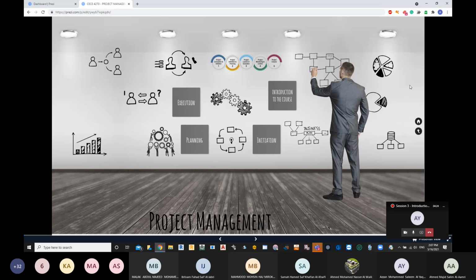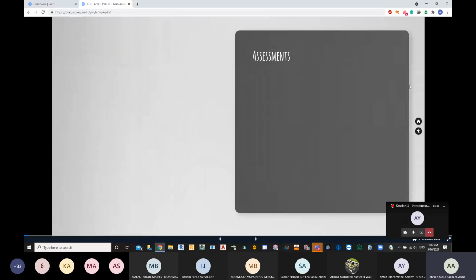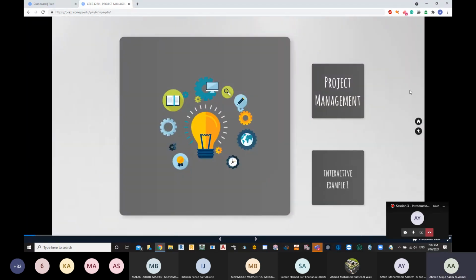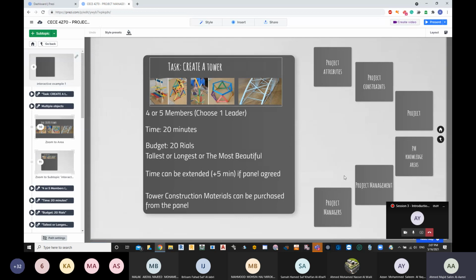Today we are going to continue whatever we have started in the last two classes. In the previous classes, we talked about an introduction to project management. We roughly talked about the tentative assessment and the reference book you are supposed to be studying from. Then we took an interactive example explaining some fundamentals of project management. Furthermore, we took project attributes and discussed them. We took project constraints in the first session, and later followed that by defining what a project is and discussing some of the project management knowledge areas. Today we are going to continue the remaining project management knowledge areas.